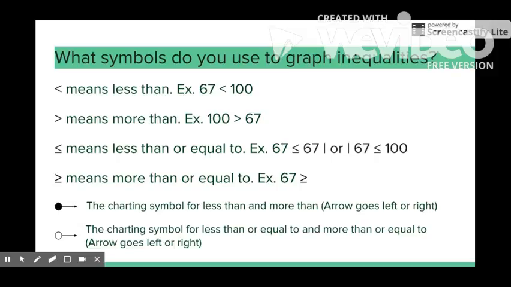Then there are graphing arrows. The closed arrow means less than and greater than. The open arrow means less than or equal to and more than or equal to.